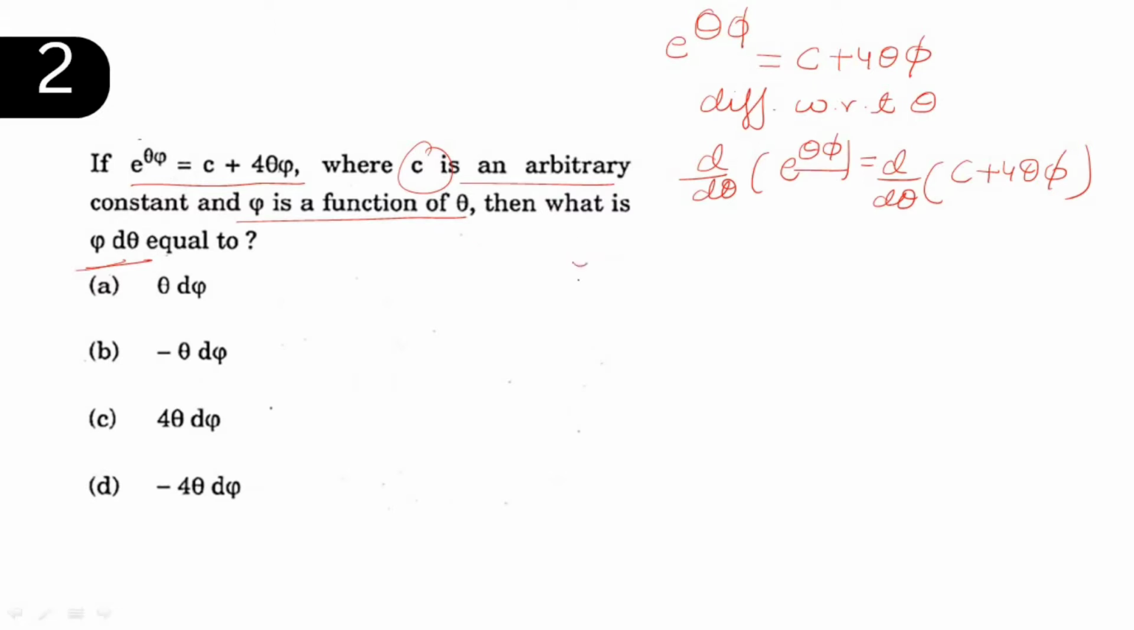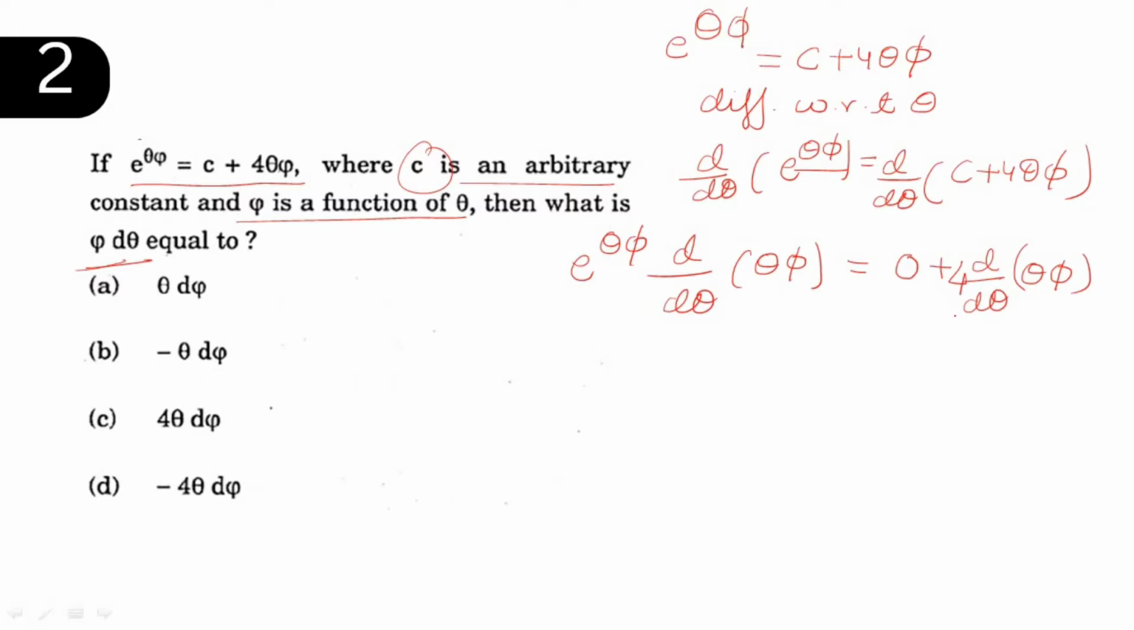That means e to the power theta phi, differentiation of the power, what is the power? Theta phi. Okay, is equal to d by d theta of c. What is the d by d theta of c? c is a constant, so we know that differentiation of a constant is 0. Then here comes d by d theta of 4. We can take it out because it is a constant. Okay, this is the second step.